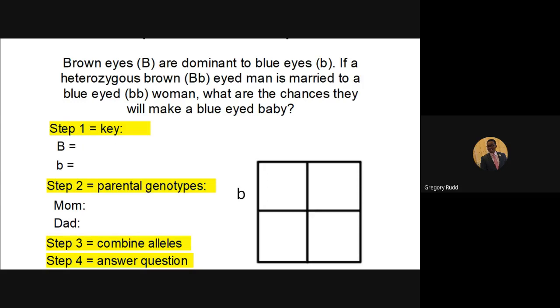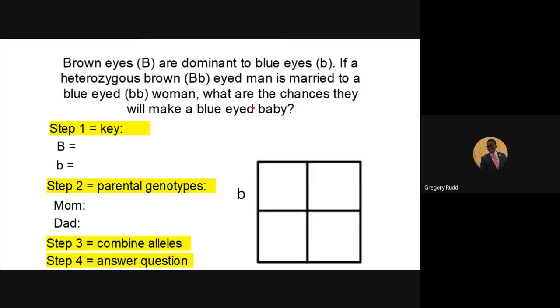Okay, so here's the question. Brown eyes, capital B, are dominant to blue eyes, lowercase b. If a heterozygous brown-eyed man, meaning he's got one capital and one lowercase, is married to a blue-eyed woman, meaning two lowercase, what are the chances they will make a blue-eyed baby?